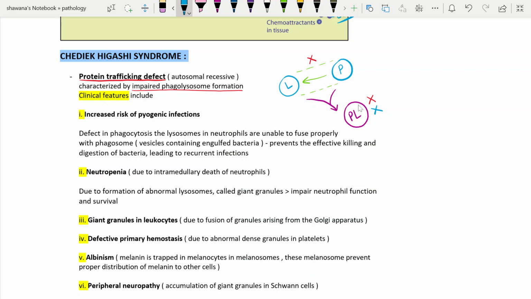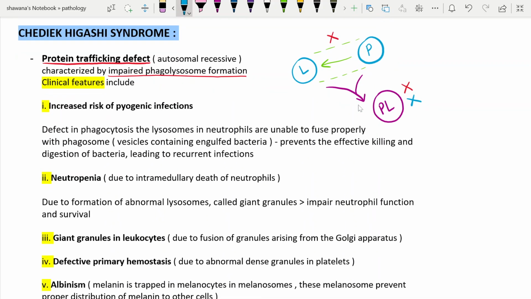First is the increased risk of pyogenic infections. It means that there is a defect in the lysosomes of the neutrophils. The neutrophils have lysosomes, but they are unable to fuse properly with the phagosome. The phagosome contains bacteria or necrotic debris, but it is unable to fuse properly with the neutrophilic lysosome. The result is ineffective killing of the bacteria, so there will be infections with pus. There will be an increased risk of pyogenic infections.